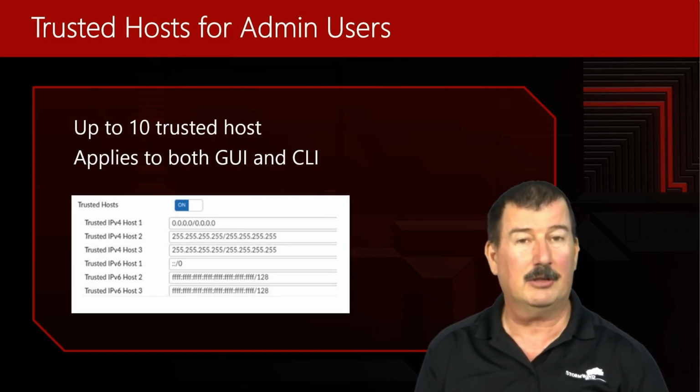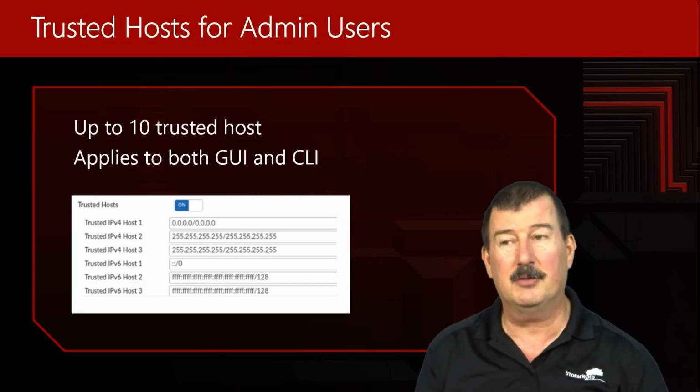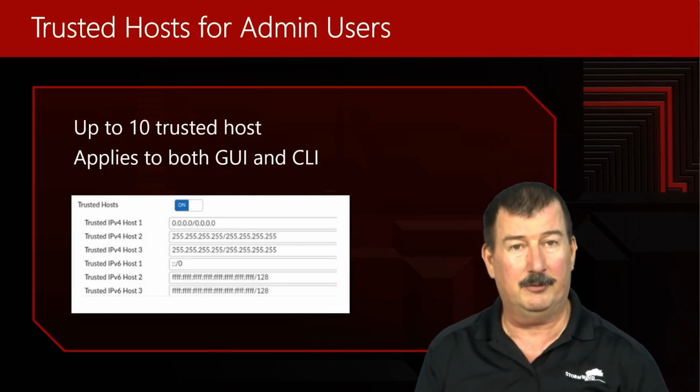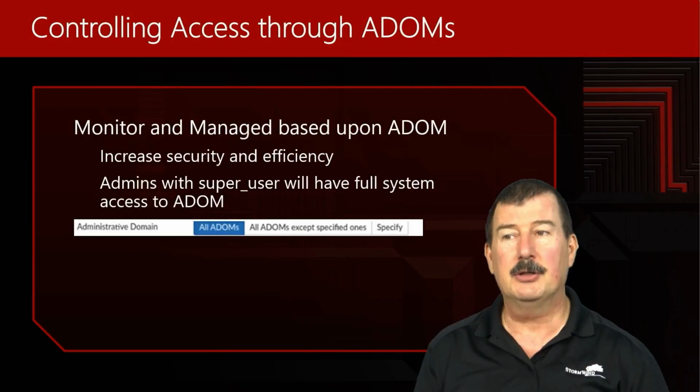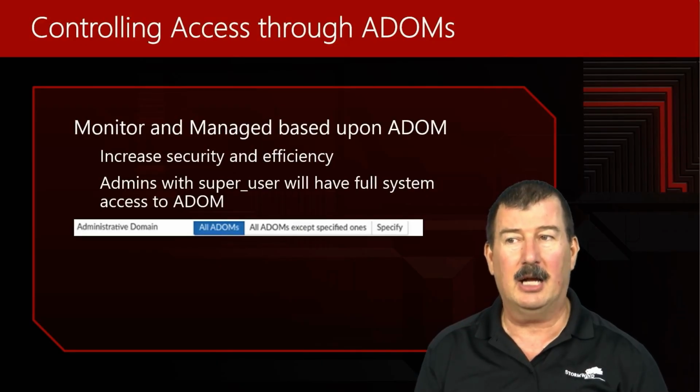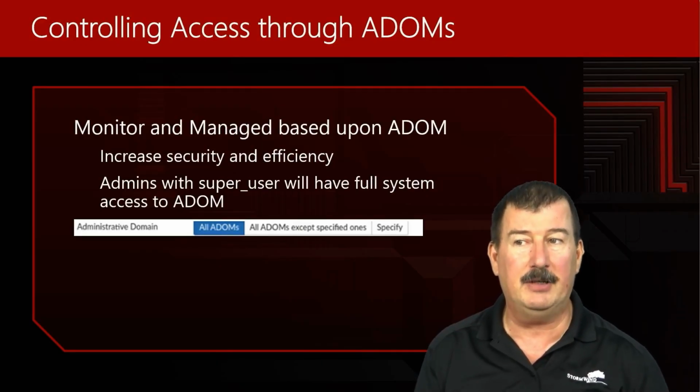So what you do is external VPNs have to authenticate to a jump server, and then from that jump server, they can admin your firewalls and your FortiManagers. Lots of different options there based upon what the needs of the business are. Now, you can monitor and manage based on ADOMs. You can increase your security and efficiency.